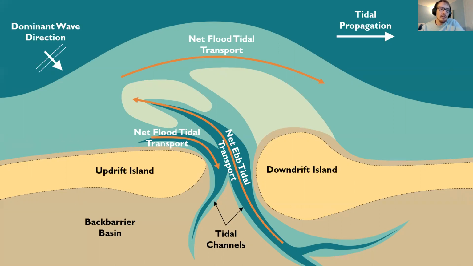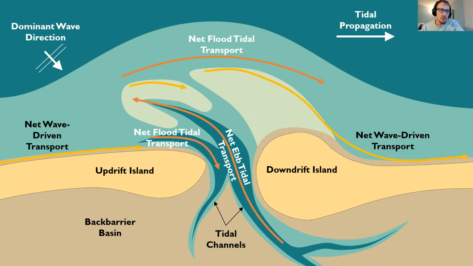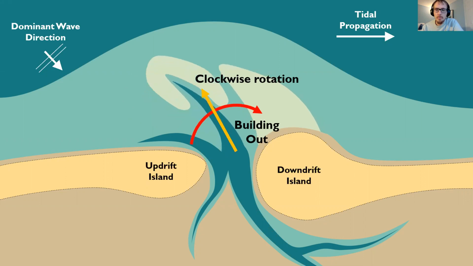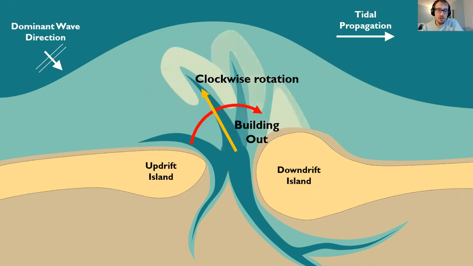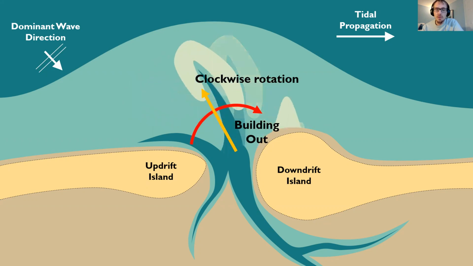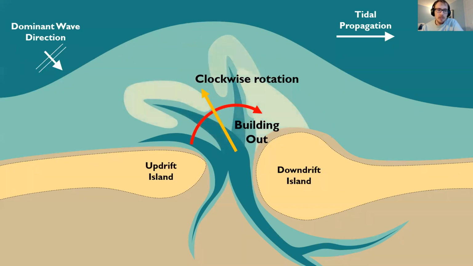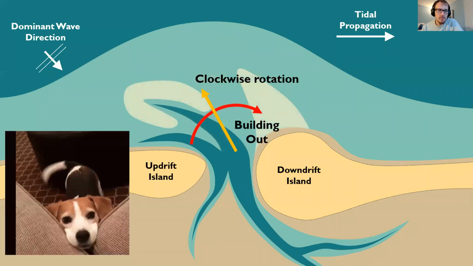In the case of Ameland, the dominant wave direction is from the northwest, and that drives some transport along the updrift island, as well as these shoals out here, and then down along the downdrift island. So together, these complex flow and transport patterns lead to a repetitive outbuilding and clockwise rotation of these channels and shoals. And as the old channels become less efficient and the shoals migrate downdrift, new channels take over and start this process anew, generating shoals of their own. So it's a bit like this guy's tail.